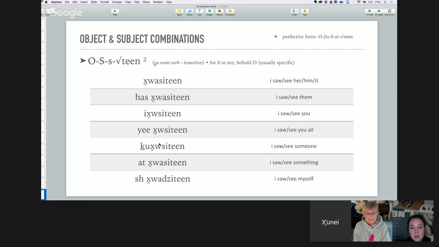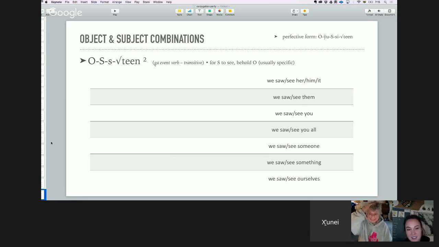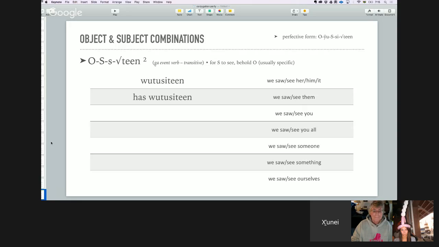Okay. So here's the pattern. That particular pattern is going to repeat, but the subject's going to change. Let's do, Simmer. We saw him. Watusateen. We saw them. Wutusateen. Them. Us. Watusateen. We saw you.